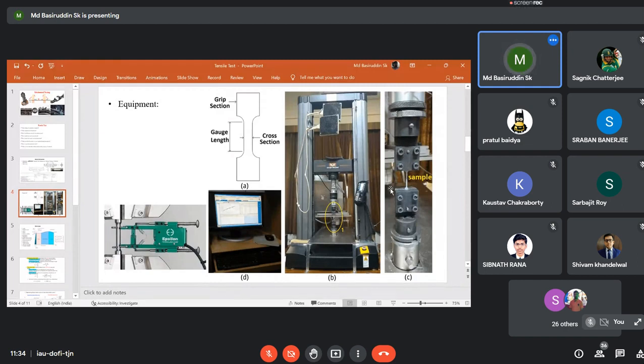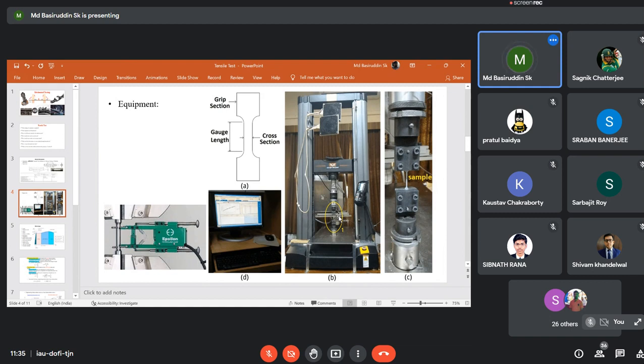As I said, there are two heads, so depending on the type of machine, you will find that in certain cases the upper head is movable but the lower head is fixed. In certain cases the reverse can happen. In certain cases both heads move in opposite directions. Before doing the test, you have to maintain the gap between these two heads very carefully, and set the value 0 at the initial position where the load is 0 and the displacement is 0.